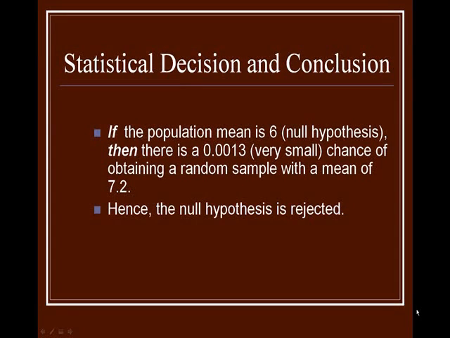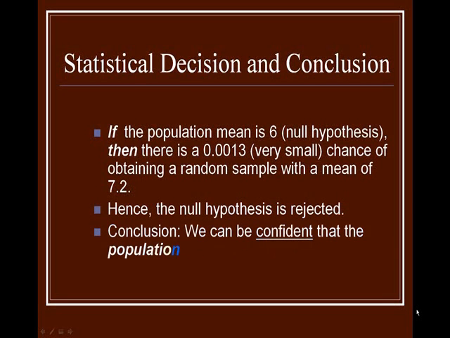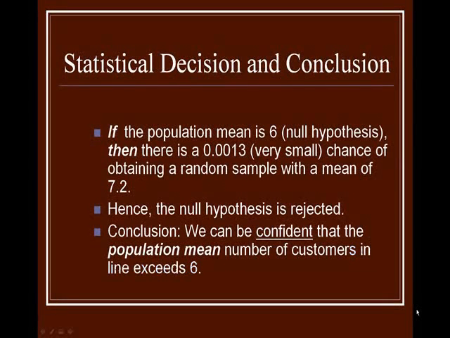Therefore, we're going to reject H0 because it's almost never going to happen. That is, we're almost never going to get a sample mean of 7.2 if the population mean is 6. Again, that 6 comes from the null hypothesis. Therefore, we can be confident that the population mean number of customers in line exceeds 6.